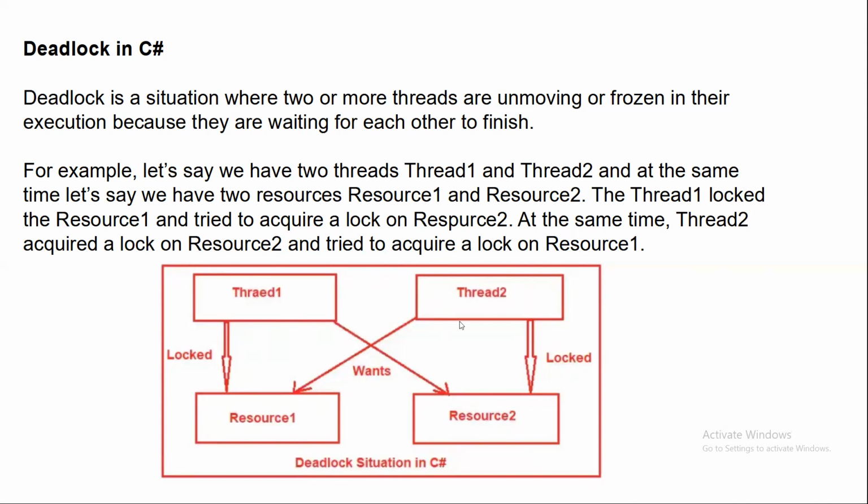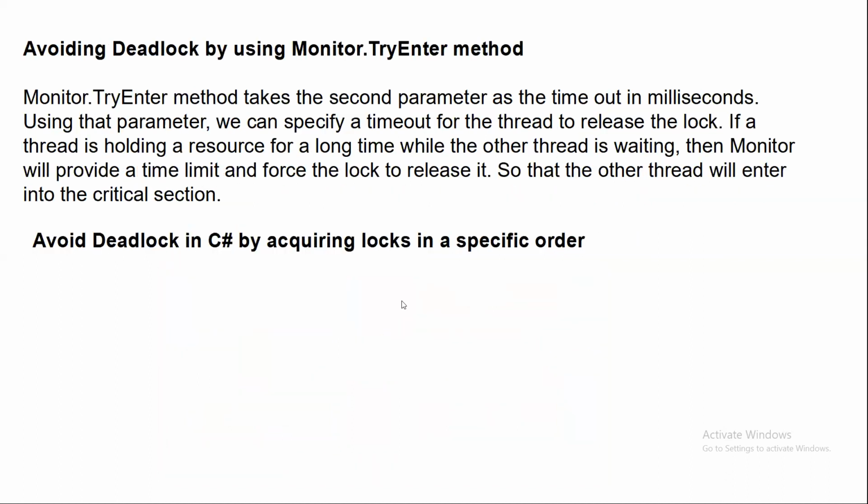That means each thread can wait for a specific amount of time, and if it is not able to gain control within that time, it will release the lock on the other resource. In this case, suppose T1 locked resource 1 and was not able to lock resource 2. It waits for 5 seconds and releases resource 1. Then thread 2 will simply come, grab resource 1, and execute its steps. So it's using Monitor.TryEnter.